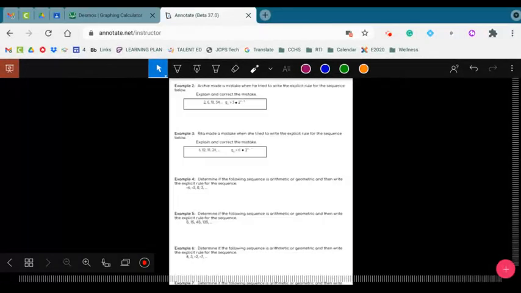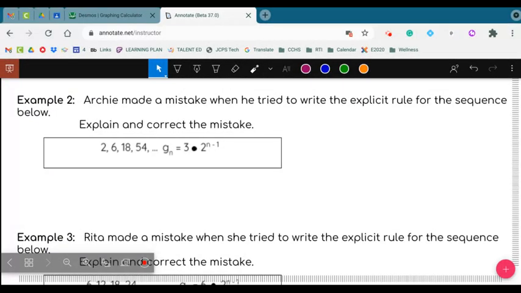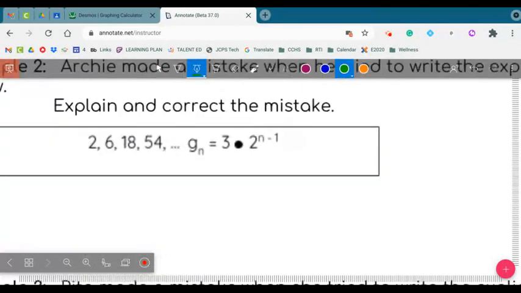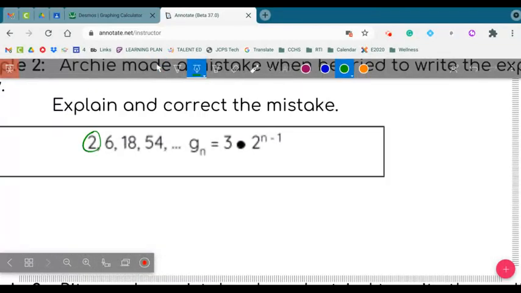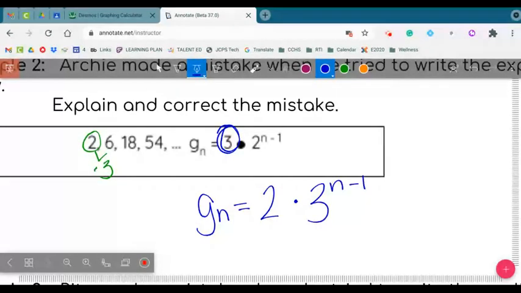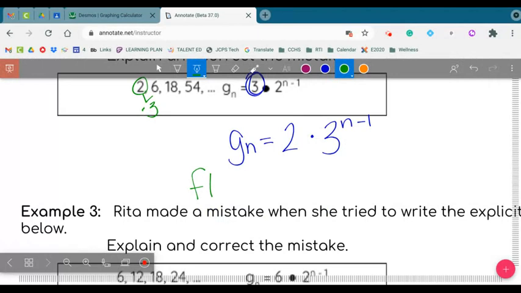Oh, it looks like we have some mistakes first. It says Archie made a mistake when he tried to write the explicit rule for the sequence below. Explain and correct his mistake. So his first term is 2, and it looks like he's multiplying by 3. So it looks like he listed his common ratio first. So it should be g sub n equals 2 times 3 to the n minus 1. So he flipped the first term and common ratio.